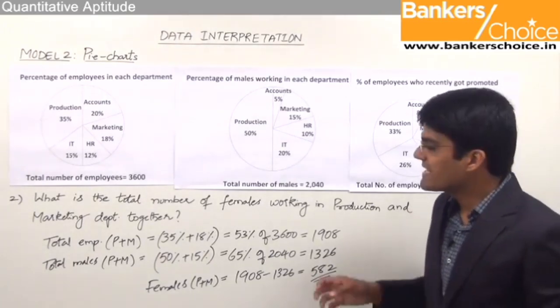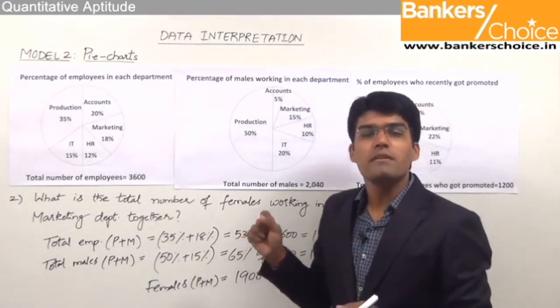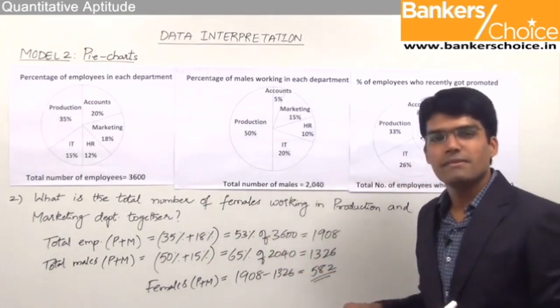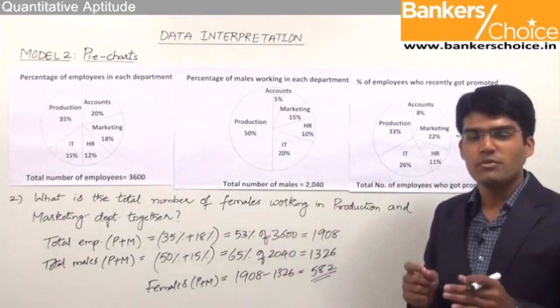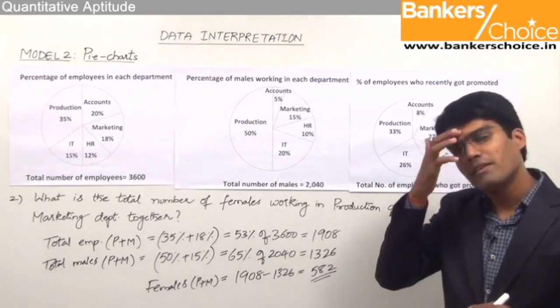So this is how we can save some time by avoiding the individual calculations and getting the answer directly from total employees in both the departments and total male employees in both the departments. And you should be able to understand this and apply wherever possible.